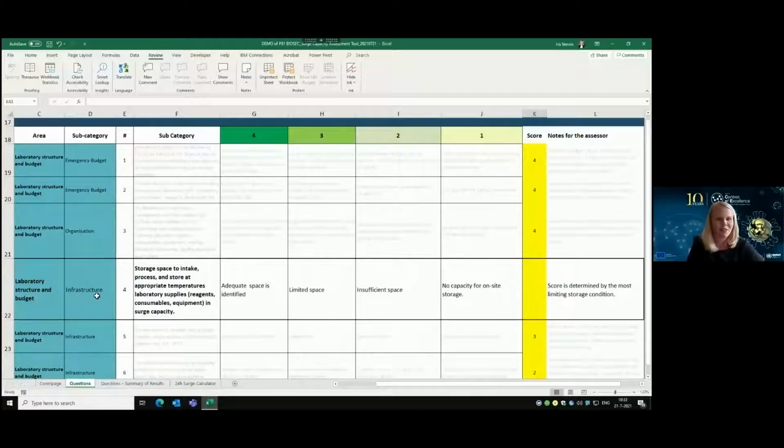Well, let's answer this question together and see which answer represents our lab the best. And I would like to ask John if he can launch the poll. So you can identify what would you choose for your laboratory? What would fit best to your laboratory? Is that there is no capacity for on-site storage, reflecting a score of 1. There's insufficient space, reflecting the score of 2. There's limited space, reflecting the score of 3, or adequate space, the score of 4. And it's now possible to vote.